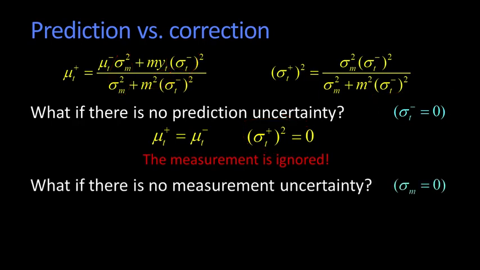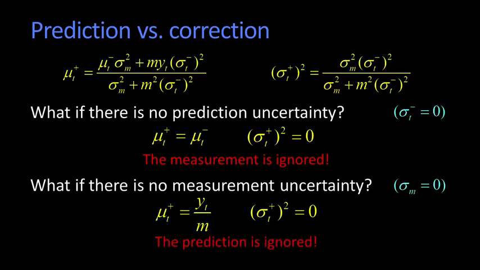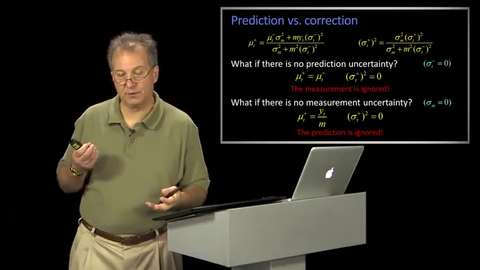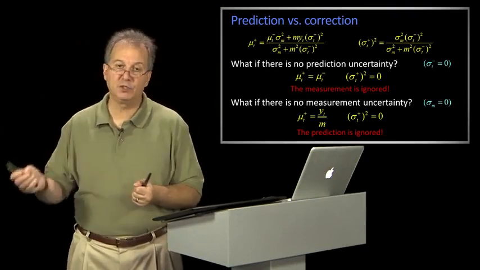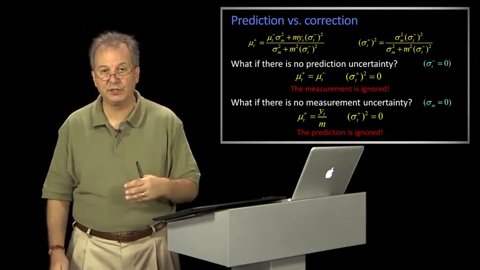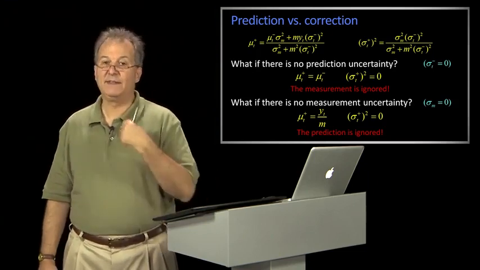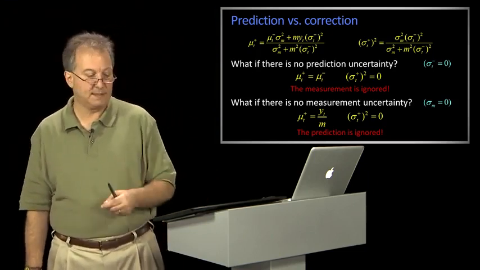Likewise, what if there's no measurement uncertainty? Suppose your measurement's perfect. What should you do? Well, if you plug sigma m equal to 0 in here, you'll see that mu t plus, your new best guess, is just the measurement divided by m. That is, it's just the measurement's guess as to what x is. You're totally ignoring the prediction. And this is what Kalman does for you. It gives you this trade-off between how much you pay attention to the prediction versus how much you pay attention to the measurement, as a function of the uncertainty of the prediction and the uncertainty of the measurement. And that's what makes it so powerful.